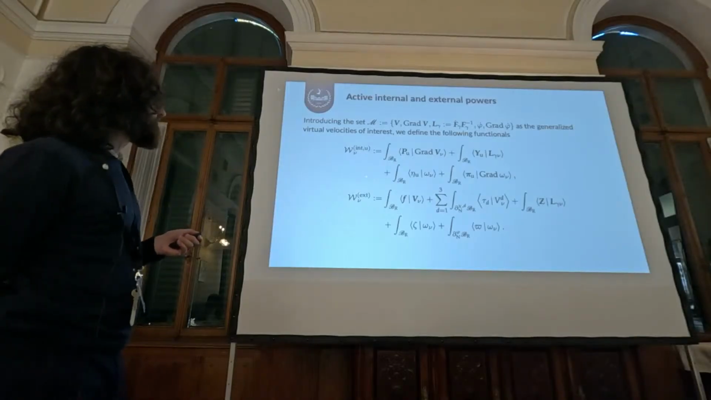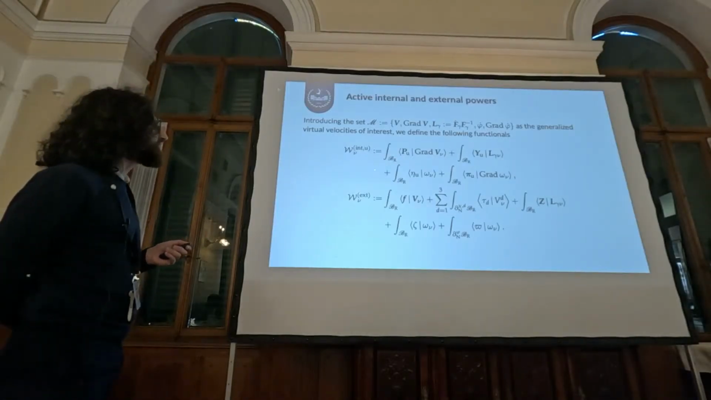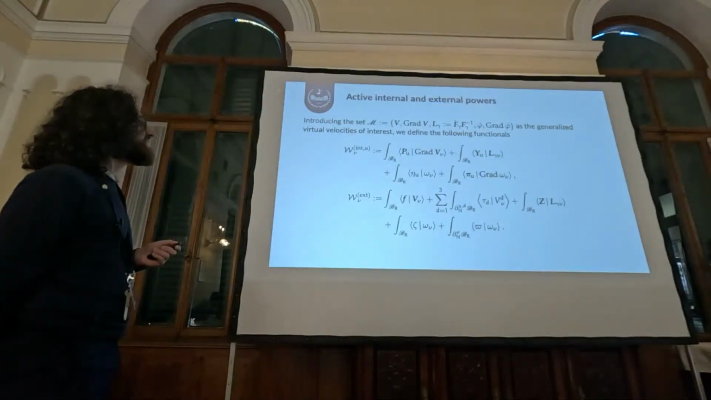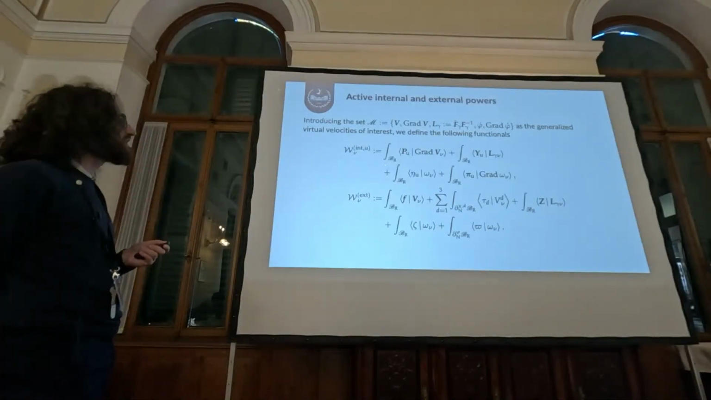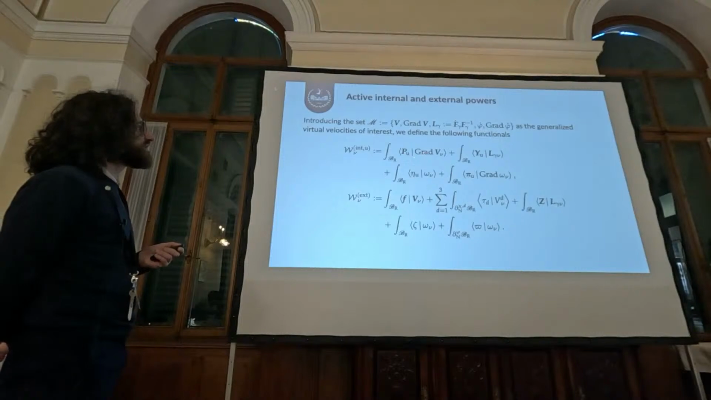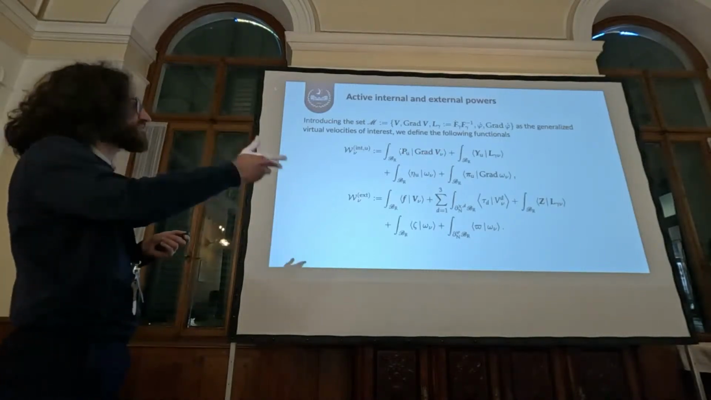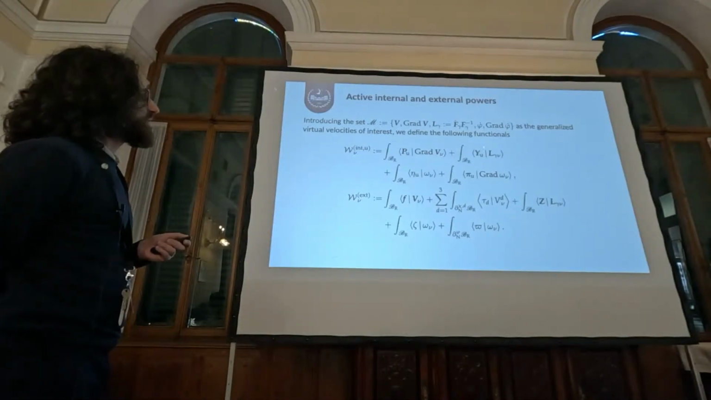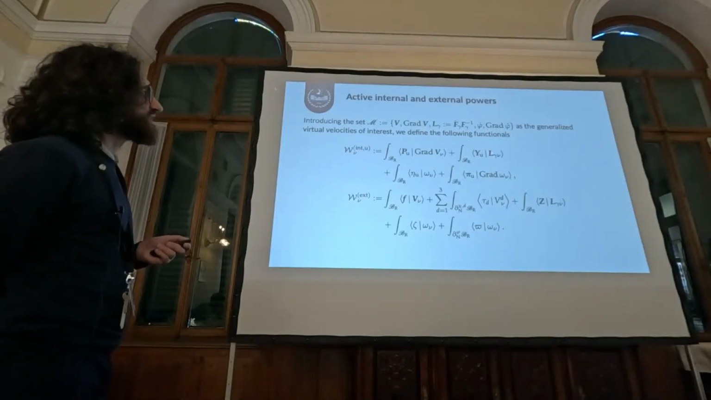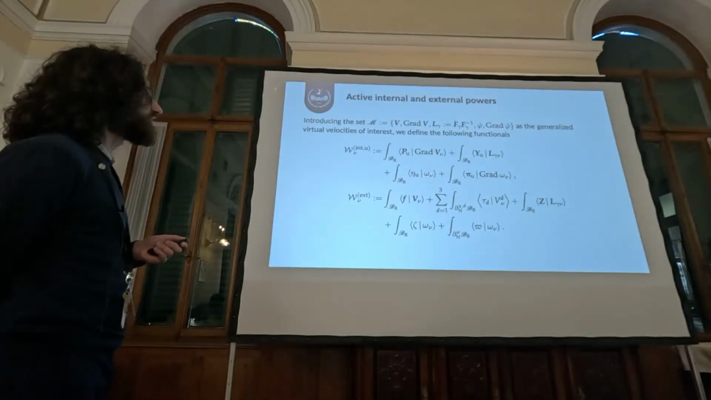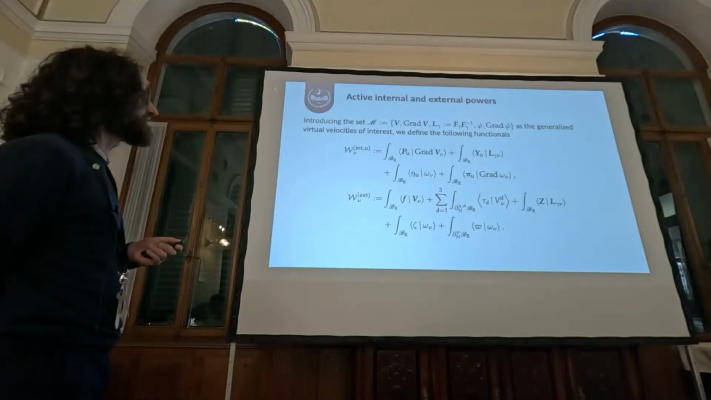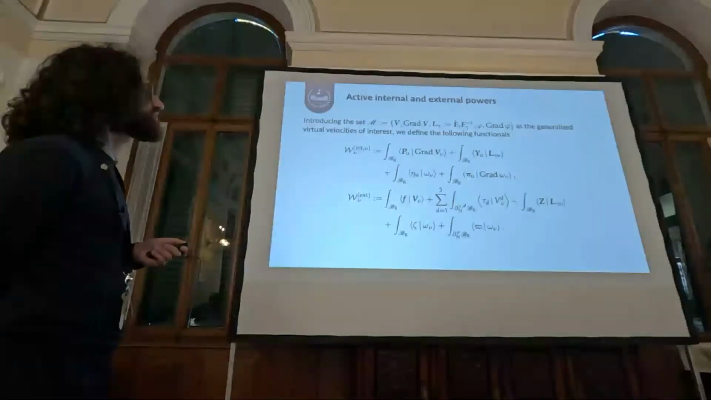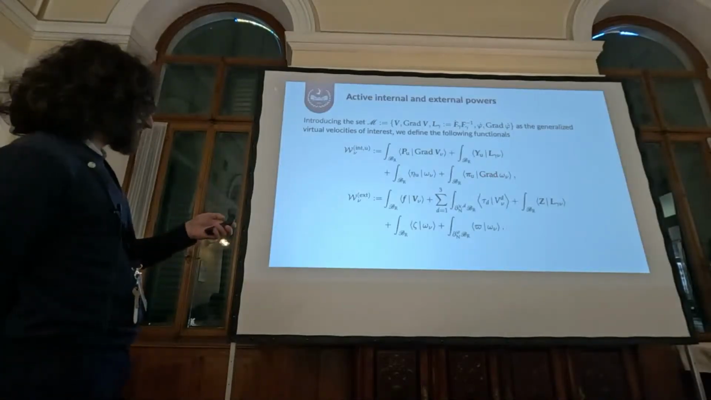By doing this kind of observation, we can define this functional, and we can see that we have the active part of the first Piola-Kirchhoff tensor that is dual to the gradient of the admissible generalized velocities. We also have a generalized stress related to the remodeling process. We have a generalized force dual to the admissible rates of the phase field, and we have a generalized stress dual to the gradient of the admissible rates of the phase field.